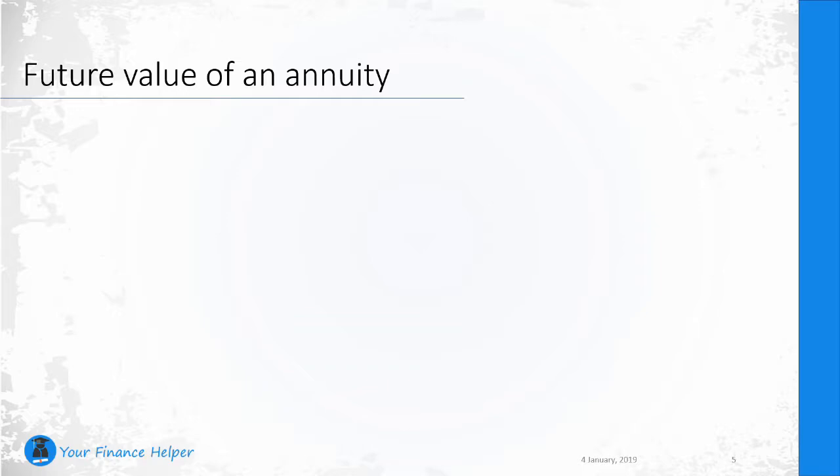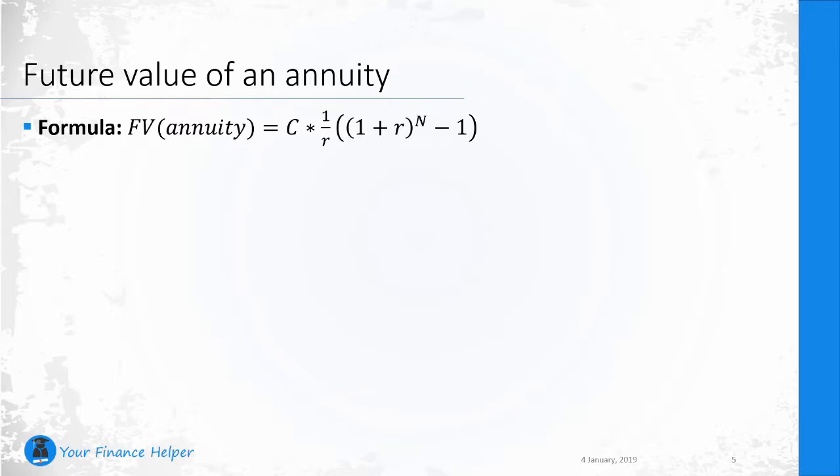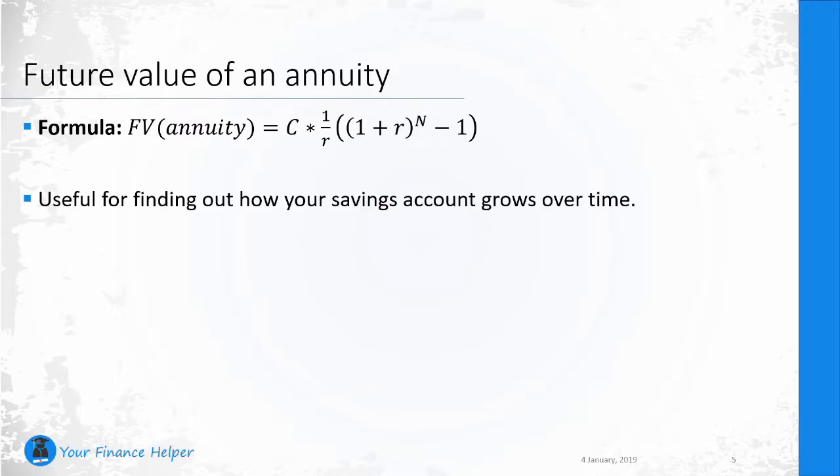The future value of an annuity can also be calculated, and we do that using the formula right here. This is simply a rearrangement of the present value formula. I'm not going to go into details regarding that. We have our cash flow multiplied by 1 divided by our interest rate. We then compound it, and then we subtract 1. This is very useful if you want to find out how your savings account grows over time.